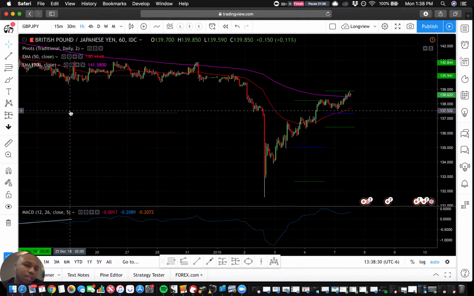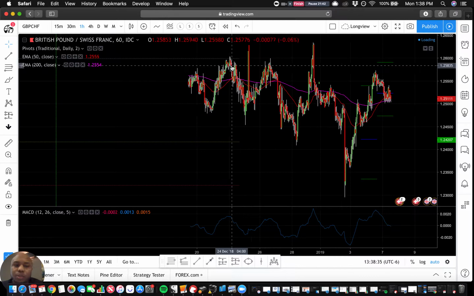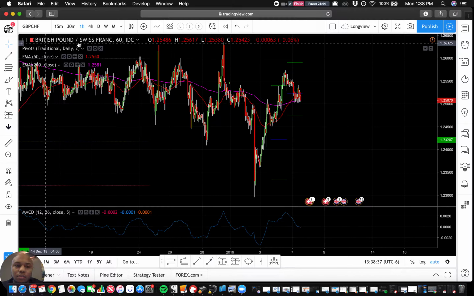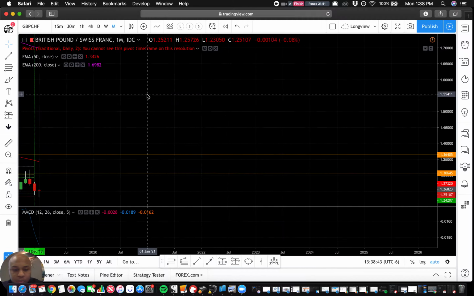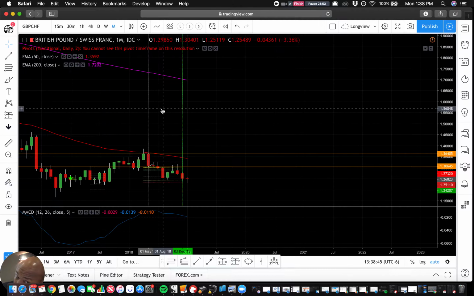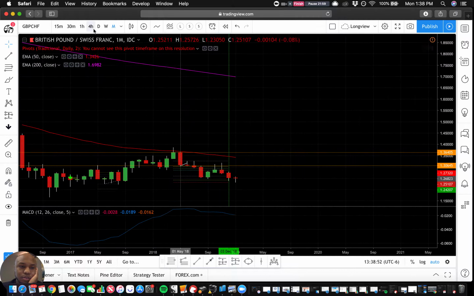So I'll watch this. Probably won't take it because right now the GBP pairs as a whole are pretty sloppy looking. And for me personally, I don't want to trade sloppy looking charts. I'd rather trade something that looks like a perfect 10.